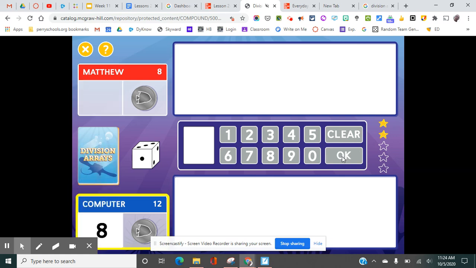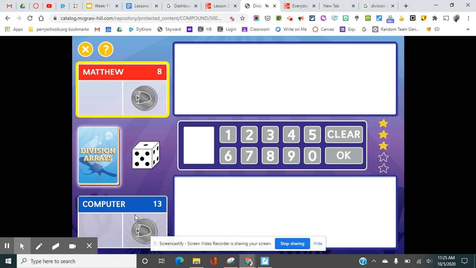Let's watch one last turn from the computer. It got an 8 and had to put them in 6 rows. Ooh, yeah, it could only put one in each row because it only had 8 counters. All right, third graders, this is how you play division arrays. Make sure that you play 5 rounds with the computer. So I've done 2. I have 3 more to go. You are welcome to play as many times as you want, but do make sure to get all the way through at least one game.